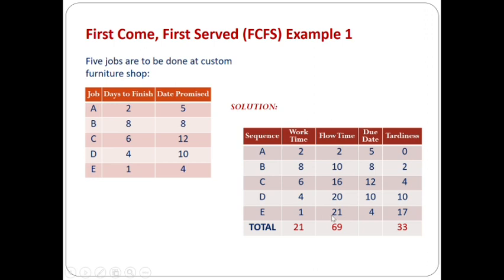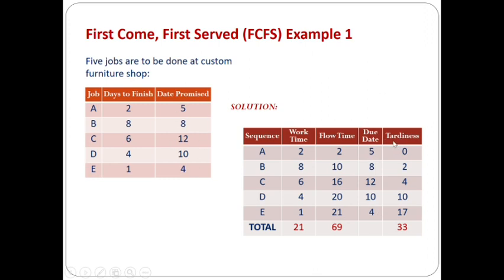The meaning is that job C will flow from 10 to 16 days. Job C will be processed after 10 days, up to 16 days, and so on. That is the meaning of the flow time. And this is the total work time required, and this is the total flow time which is required if you use the first come first served principle. And the due date is given in the problem.